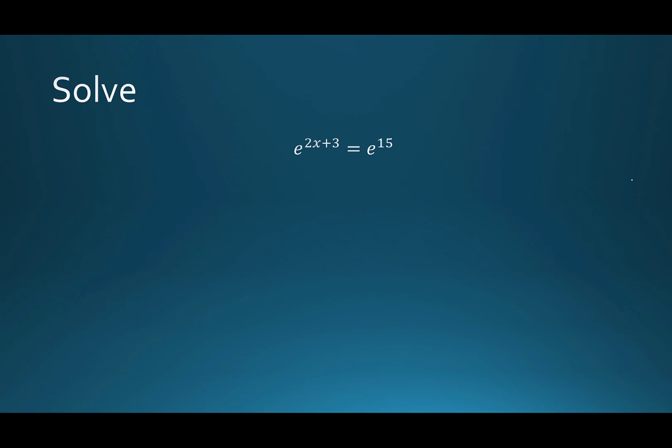So it says e to the 2x plus 3 is e to the 15. The base matches. They're both e, so I have 2x plus 3 equals 15. We're just going to solve this linear part now. 2x will be equal to 12, and then x will be equal to 6. You could plug the 6 in. You know, 2 times 6 is 12, 12 and 3 is 15, 15 is 15.